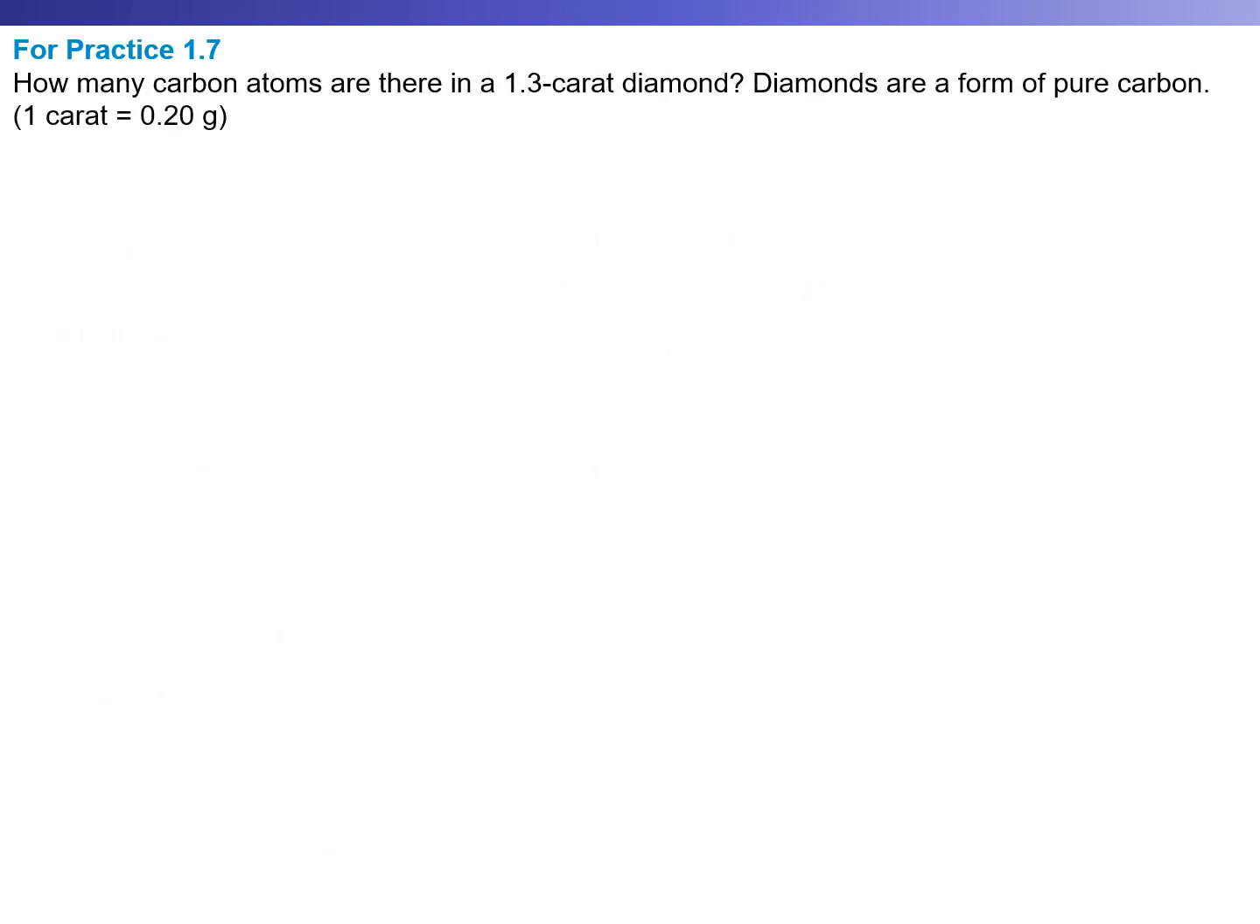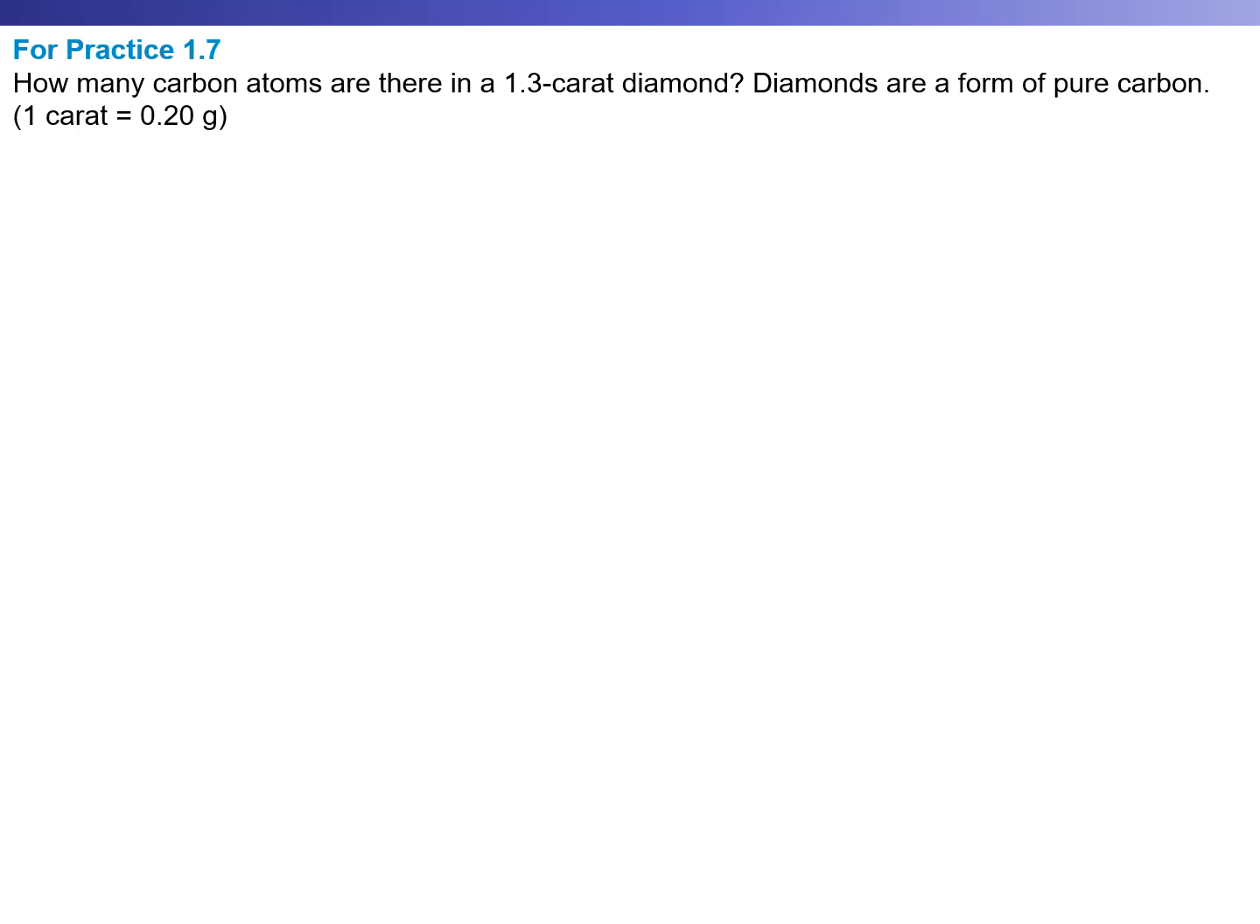Now in 1.7, we're being given some information and asked to do something that we really haven't encountered before, but you're going to find it's not that big of a deal. So let's read the problem. How many carbon atoms are there in a 1.3 carat diamond? And diamonds are a form of pure carbon arranged in a different and quite lovely pattern.